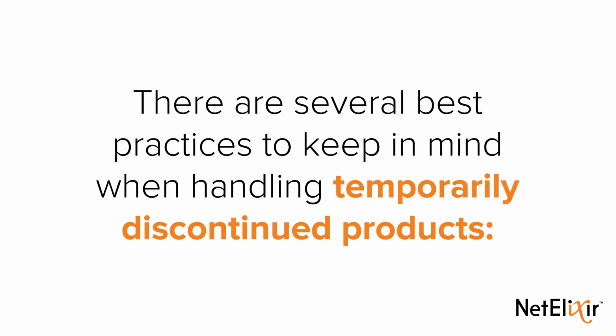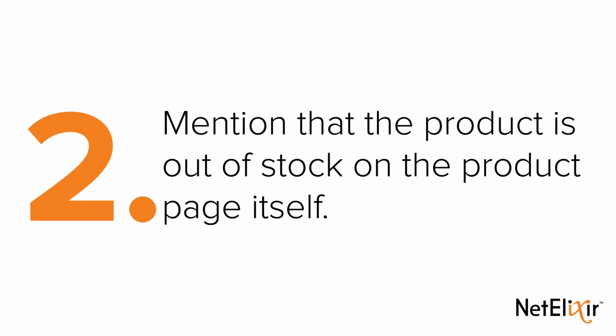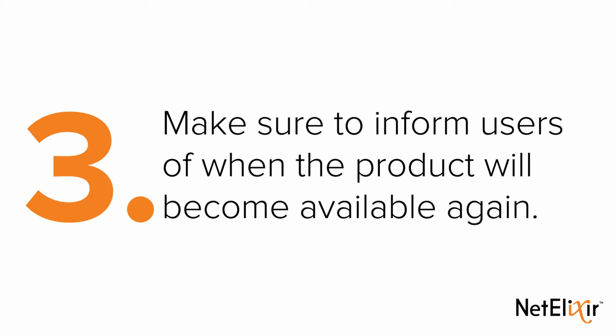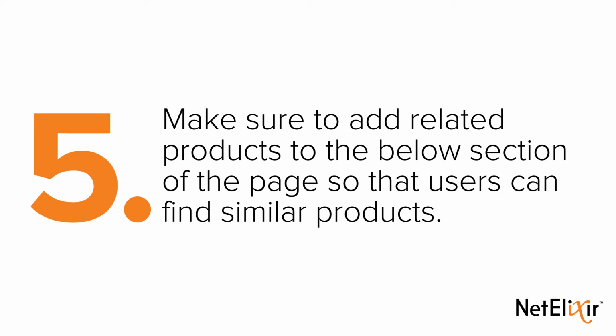There are several best practices to keep in mind when handling temporarily discontinued products. 1. Keep the product page live and running. Do not disable the product page. 2. Mention that the product is out of stock on the product page itself. 3. Make sure to inform users of when the product will become available again. 4. Have an opt-in form to notify the users of when the product will be back in stock via email. And 5. Make sure to add related products to the below section of the page so that users can find similar products.